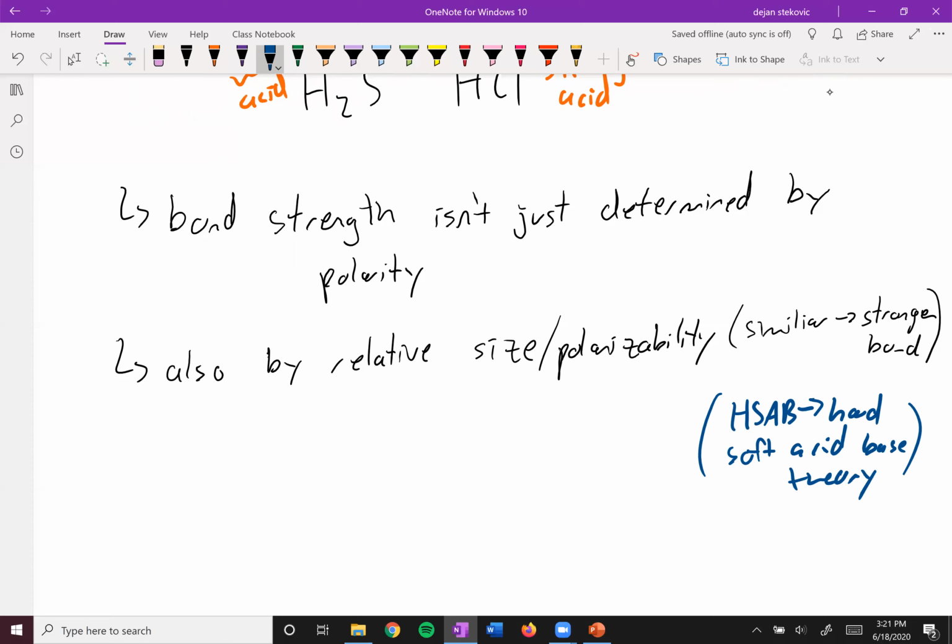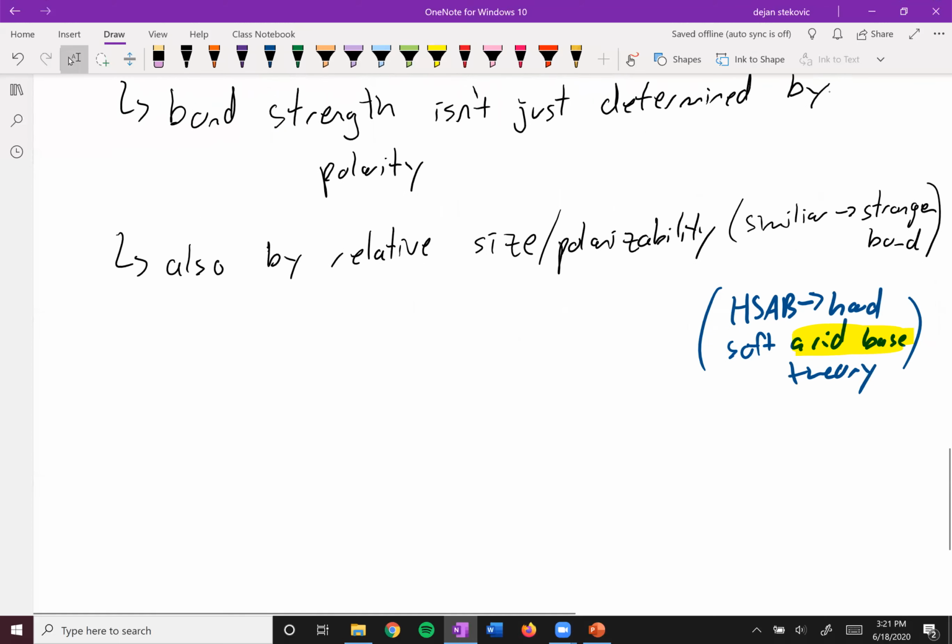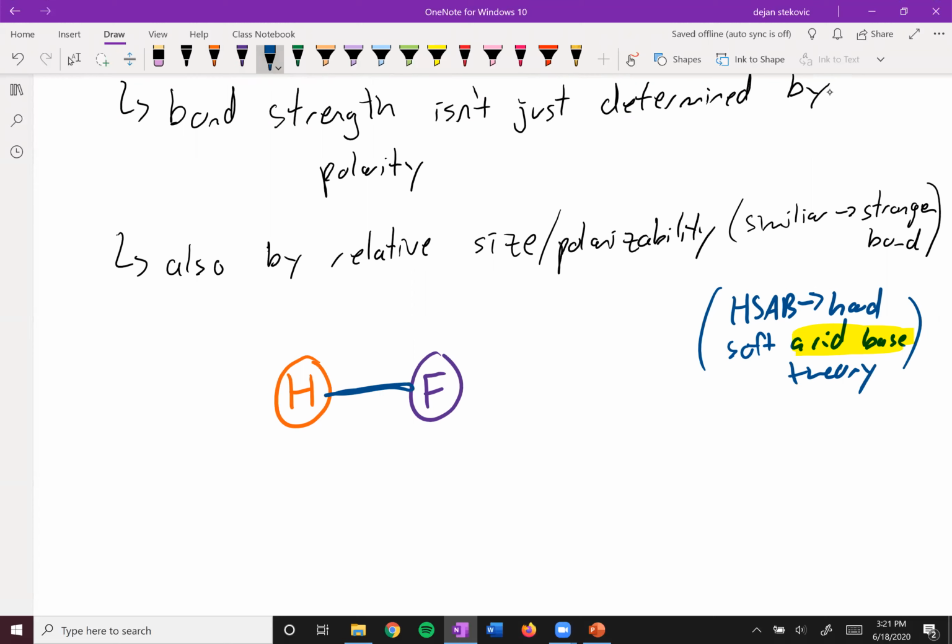The acid and the base in this case is actually not referring to the H+. It's actually a little bit more complicated than that. We're just going to take it very simple. So if we think about H, it's relatively about this size, and then we think about fluorine, they're relatively the same size. And so this bond right here is overall strong or relatively strong.